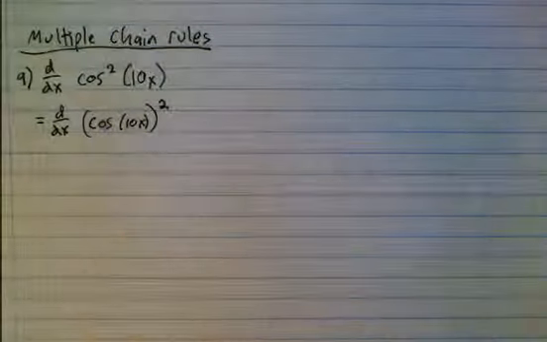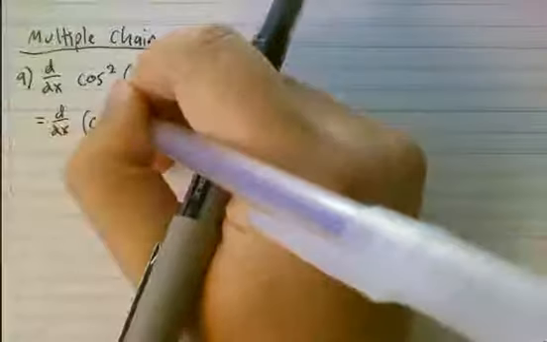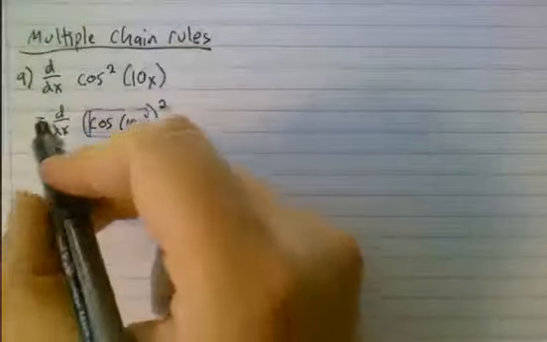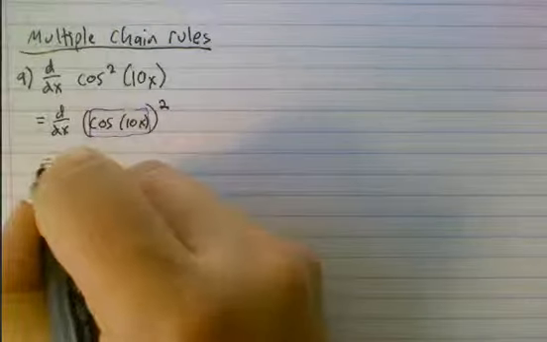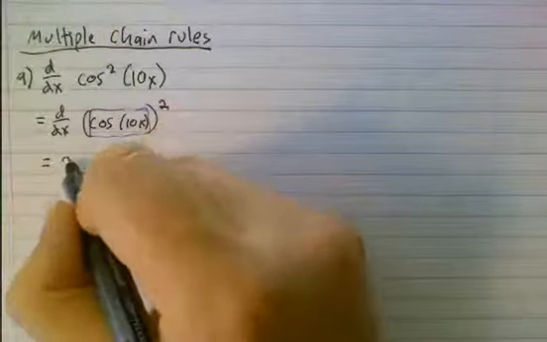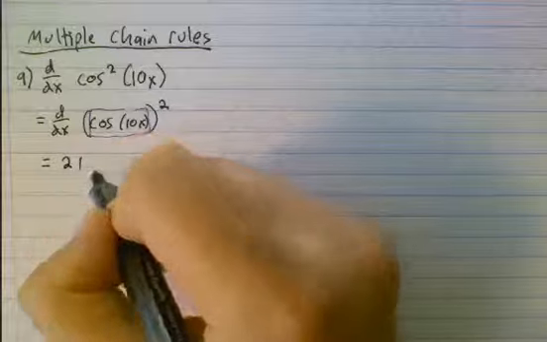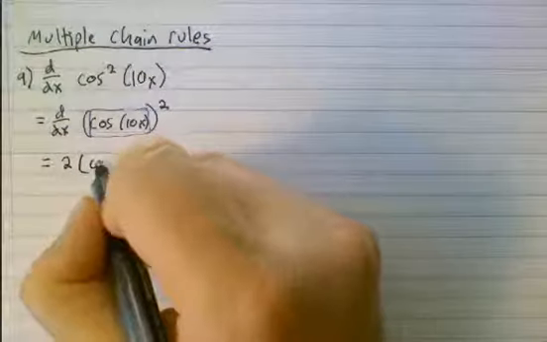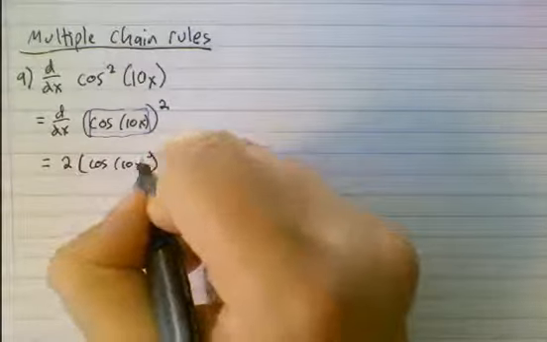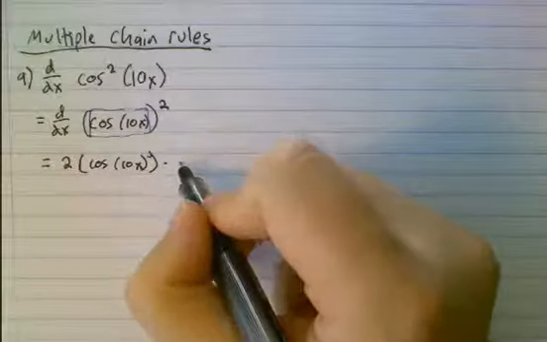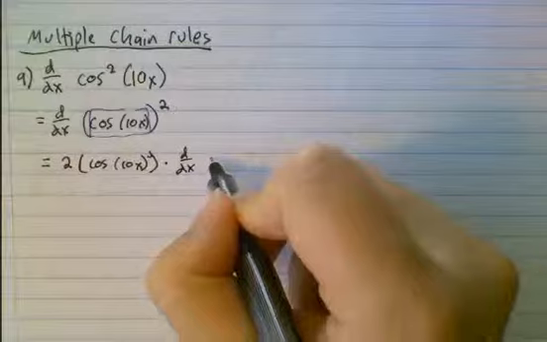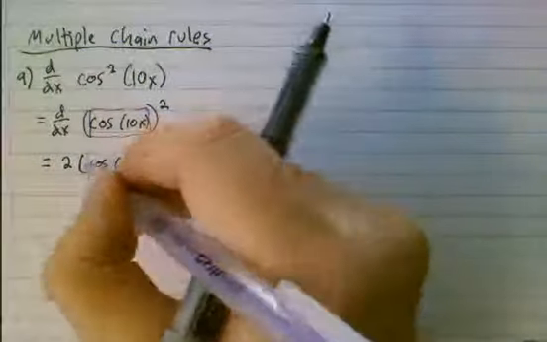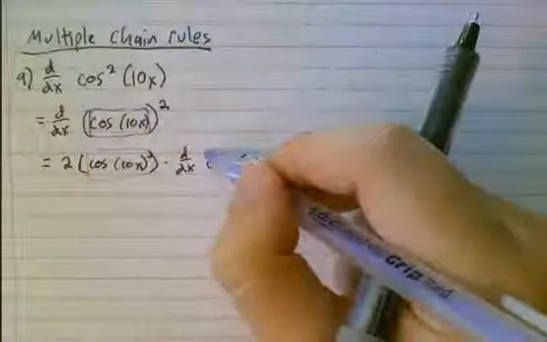But now what we see is that if we look at the largest box that we can draw, box squared, we've got 2 times whatever was in the box times the derivative of whatever was in the box. And let's just put those little boxes back in here so that you can kind of see them here.